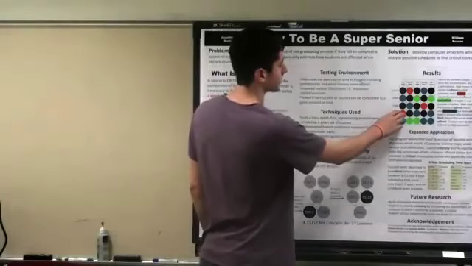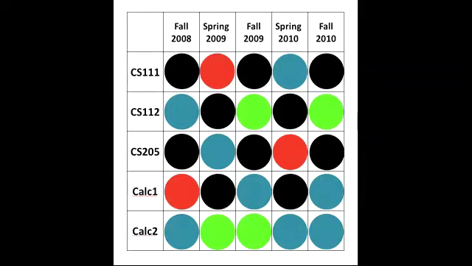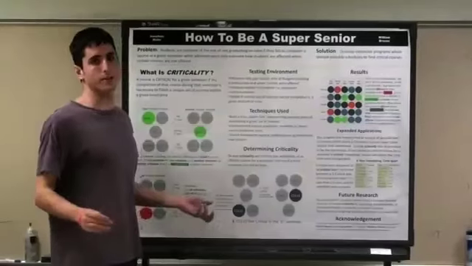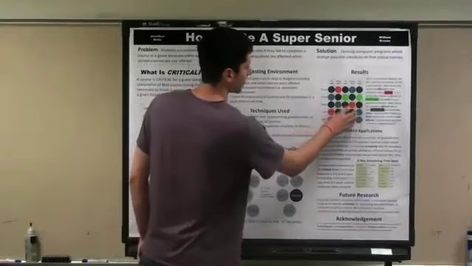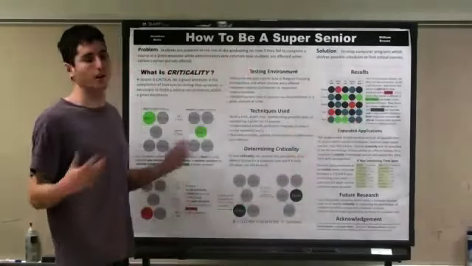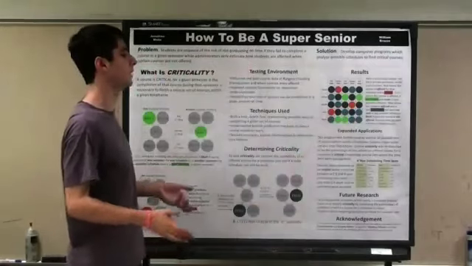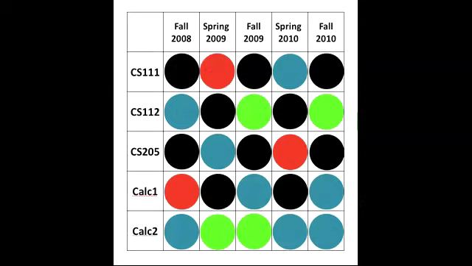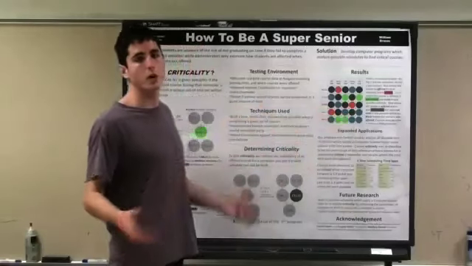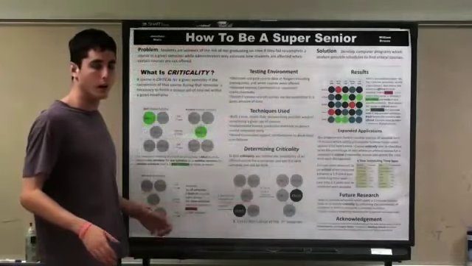For example, in CS 205, both of these black dots mean that the course is not offered in that semester. This red dot means that our fictional representation of CS 205 is offered, but it's also critical in that semester. So that means if it were to be removed here, there's no other possible way of building a schedule.